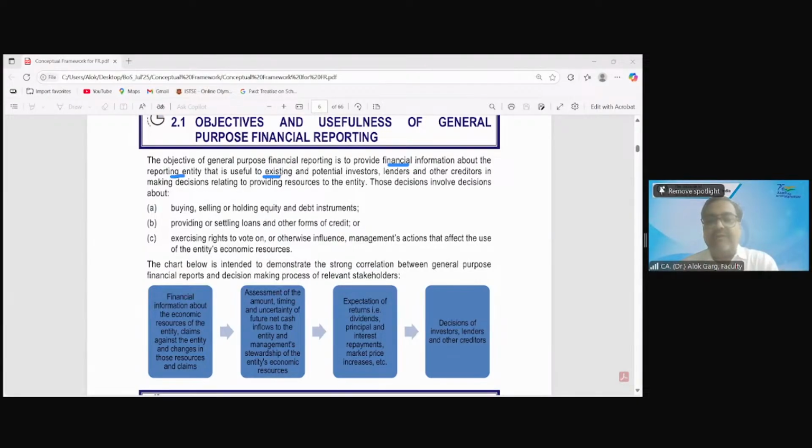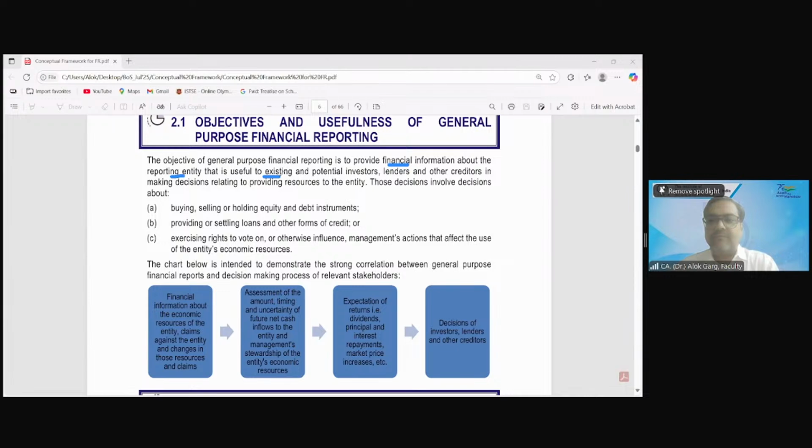But this framework talks about three kinds of users, three kinds of stakeholders. It talks about investors, it talks about lenders, it talks about other creditors. What is common in all these three stakeholders? Investor, lender, and other creditor. What is common in all these three stakeholders?